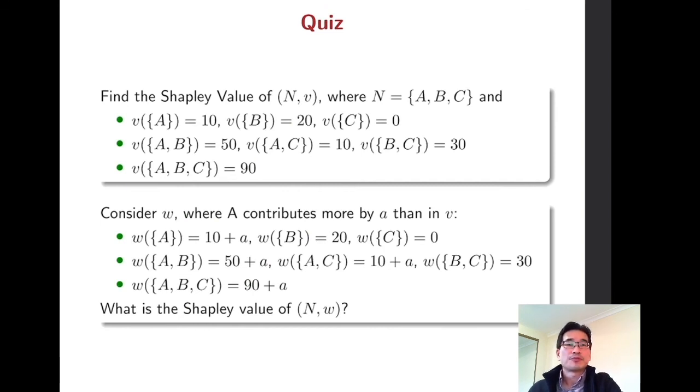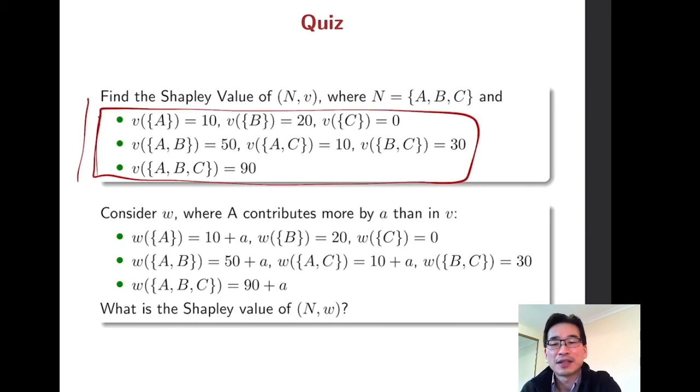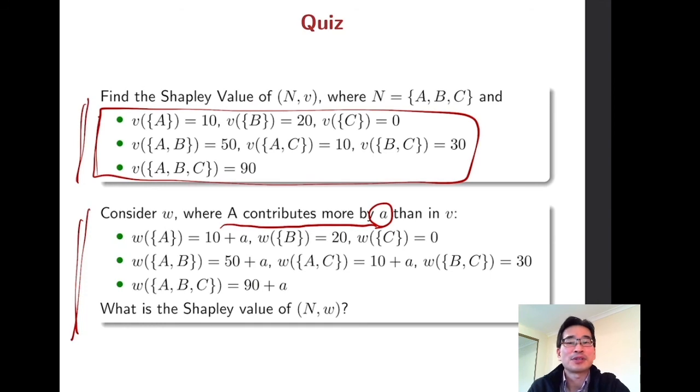So this is the quiz. Please find the Shapley value of this coalition game, and think about a slightly different situation where A contributes more by the same amount to the coalitions that include A. By comparing the two situations, you can see another good property of the Shapley value.